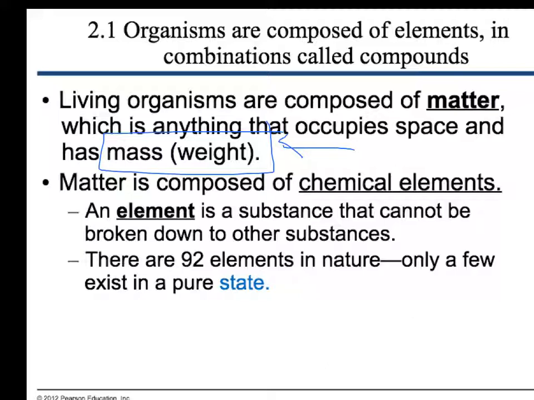So to get back on track here, matter is composed of chemical elements, and an element is a substance that we can't break down into something smaller that is functional. We know we can break down elements into protons, neutrons, and electrons, but they don't retain those same properties as they do when they are together in a specific element. Now, there are 92 elements in nature, and only a few of them actually exist in a pure state.